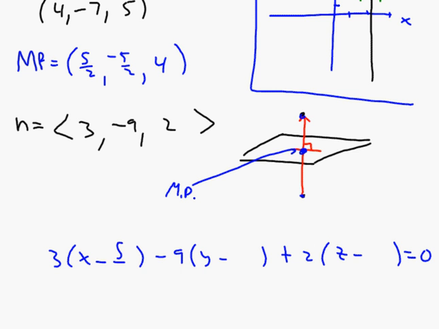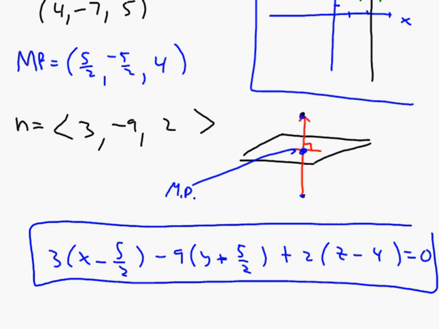So we'll get 5 halves here, negative 5 halves there, which makes that plus 5 halves, and then 4. And that's the answer to your question. That's the equation of the plane. It's equidistant from those 2 given points.